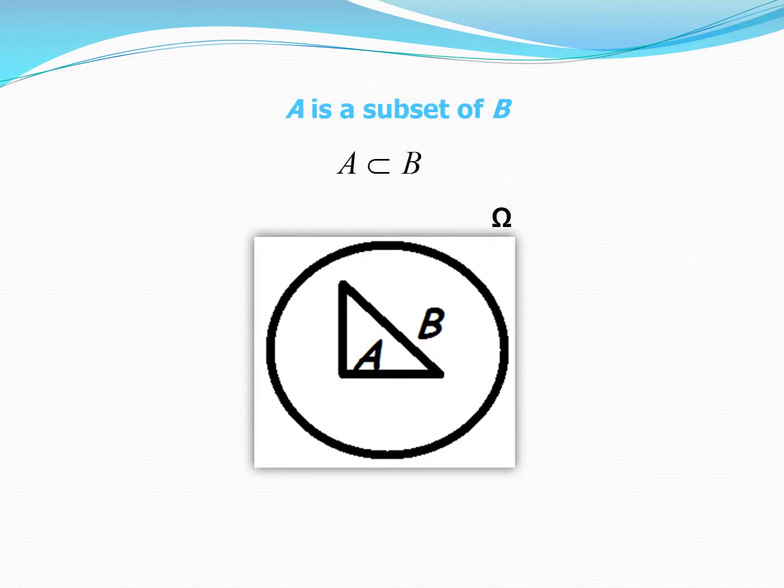If we want to indicate that one set is a subset of another set, for example, A is a subset of B, we use this notation, and then visually it can be displayed like this. B is a set within the universal set, and A is then a subset of B. So set A has some of the elements of B, but B contains all of the elements of set A.